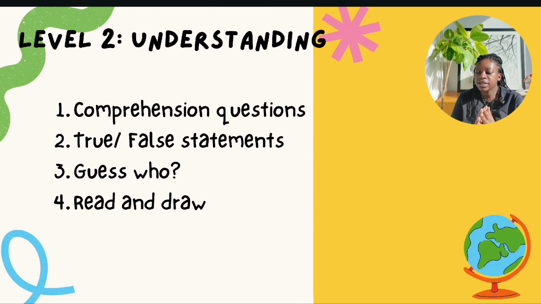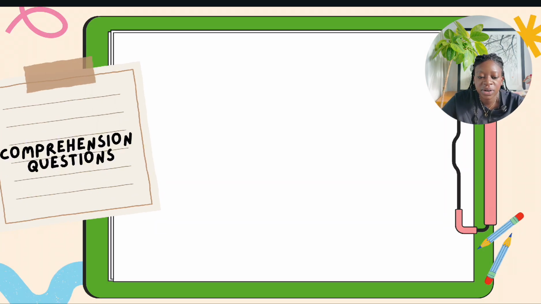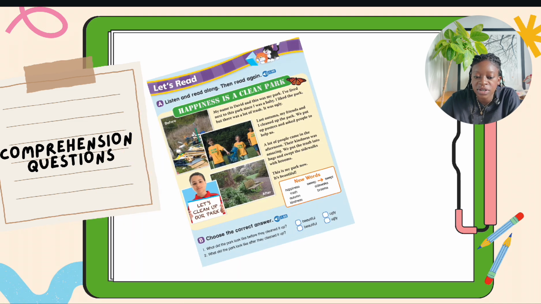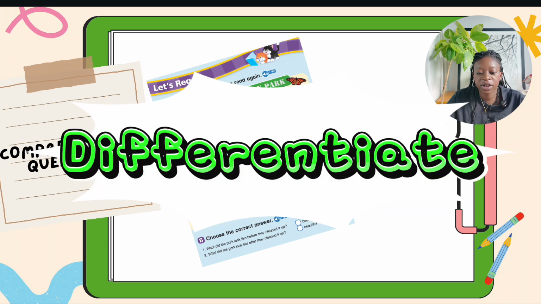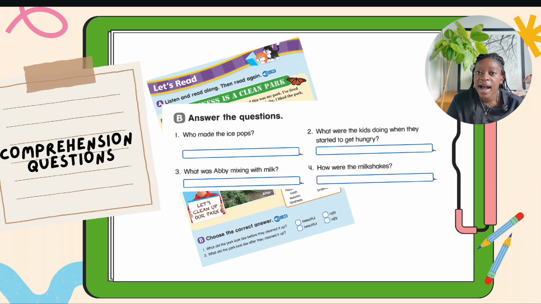Level number 2 is all about showcasing their understanding of their topic. So here is something that you're going to see a lot in textbooks: comprehension questions. After reading a text, you have really simple questions to check that they're understanding what they've read. Here's also another example.